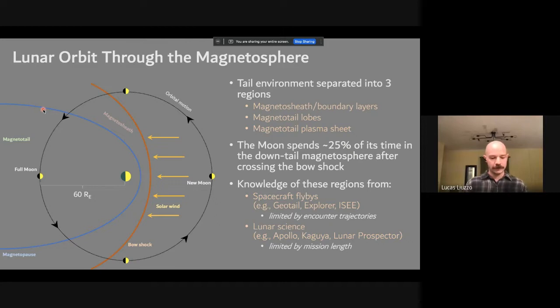The tricky part about trying to understand more about Earth's magnetotail from these types of spacecraft missions is that in the case of flybys, the trajectories are so limited, they're not necessarily focused on the moon's position. So while they may cross 60 RE downstream in the magnetotail, GeoTail, for example, had an apogee, I think, of 100 or 200 Earth radii downstream. So there's really just limited data that we actually get in situ by the moon. In the case of lunar science like Apollo or Kaguya, some of these missions were so short that the amount of time they spent in Earth's magnetotail is itself limited.